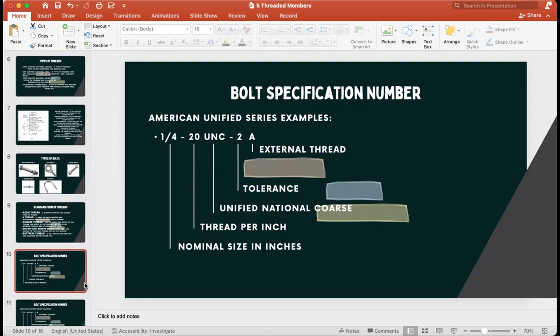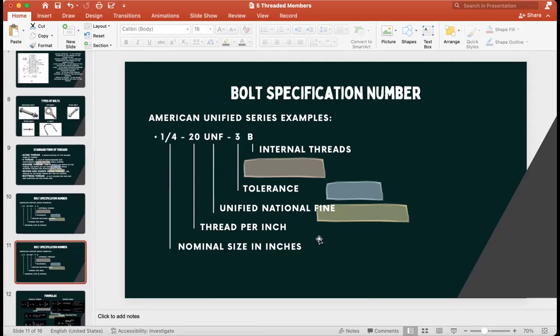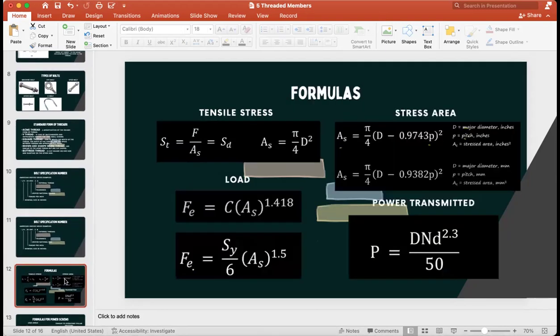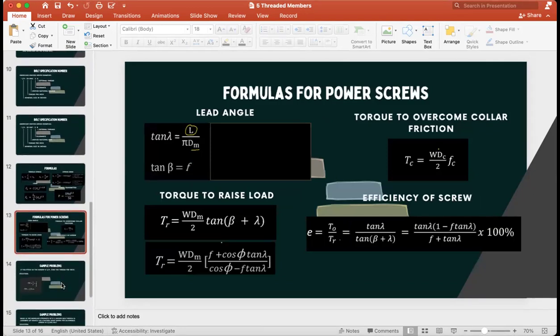And for another example, also by unified series, you have the nominal size in inches, the threads per inch, the Unified National Fine, the tolerance, and internal threads. Okay. So these are some of the formulas. I already gave some. We just add this one.